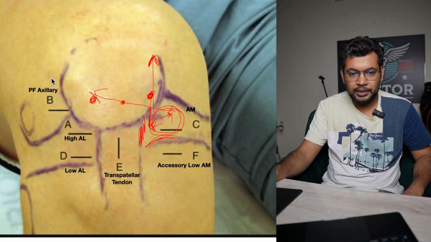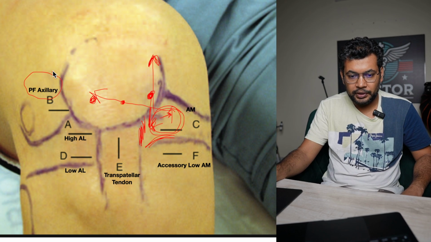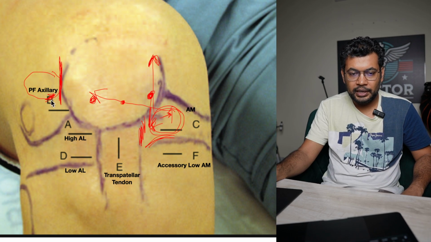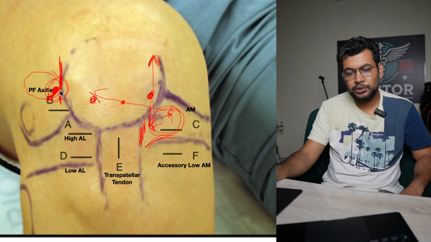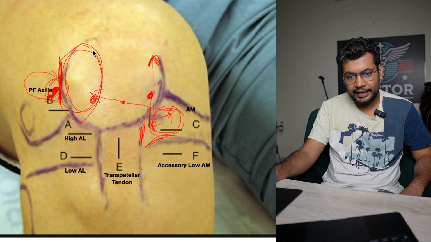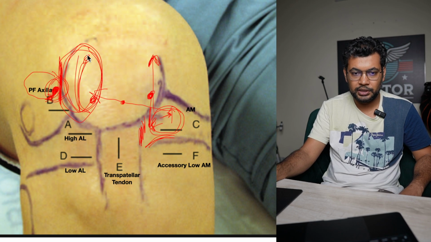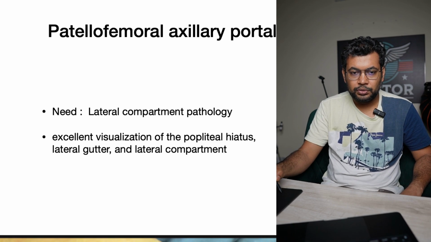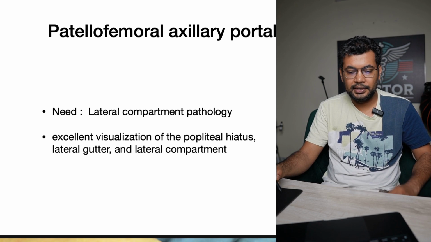Similarly, if we talk about the patellofemoral axillary portal, this portal will usually lie at the junction of the lateral border of the patella and anterior to the femoral epicondyle. This is where it will be located. If the pathology is on the lateral side, in the posterior lateral meniscus, the lateral gutter or the lateral compartment, then we will prefer this portal. This is how we use this portal in our day-to-day practice. Usually we use it less, but it can be used sometimes.